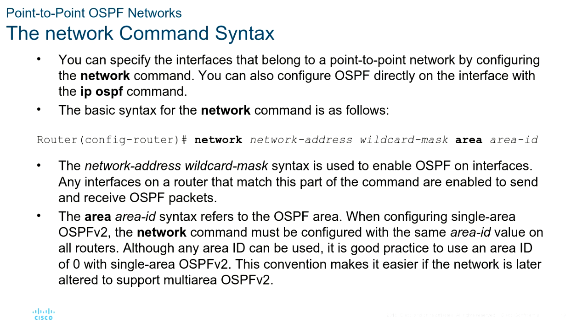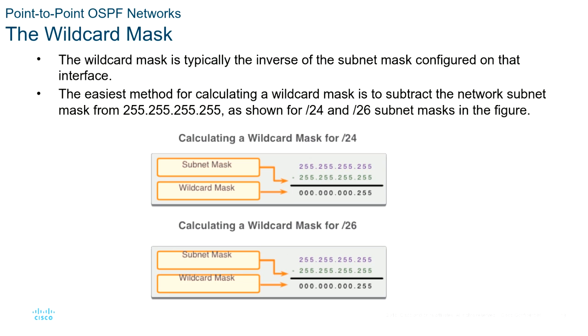So 255.255.255.0, the wildcard mask equivalent would be 0.0.0.255. Now, some of the older IOSs will allow you to type in the actual subnet mask, and it will convert it to the wildcard mask for you. Don't count on that being in every version. Go to the next slide.